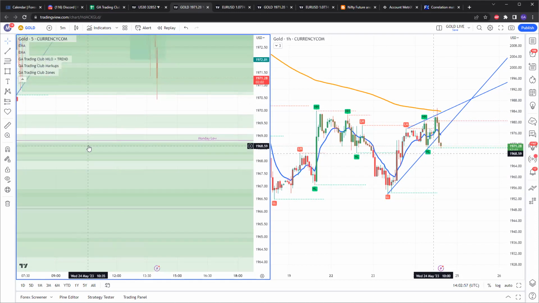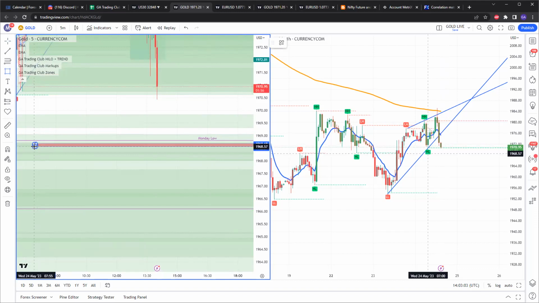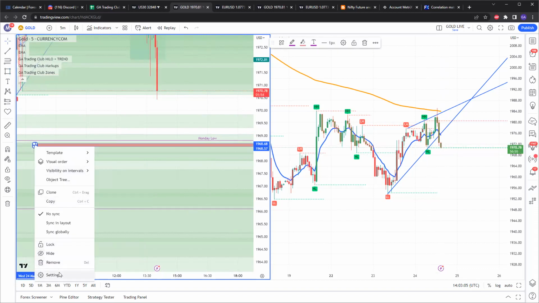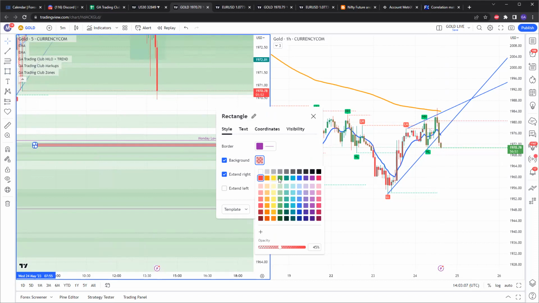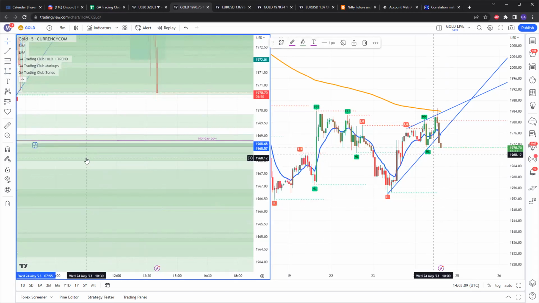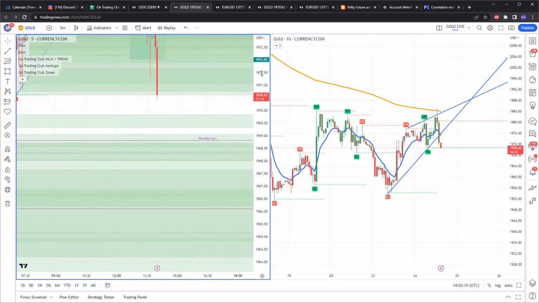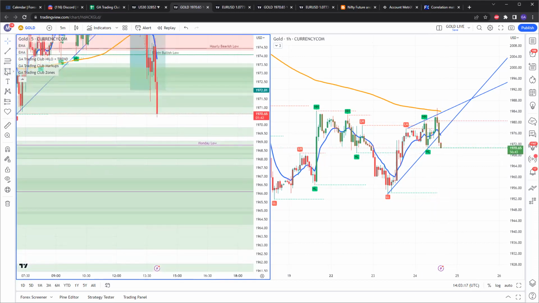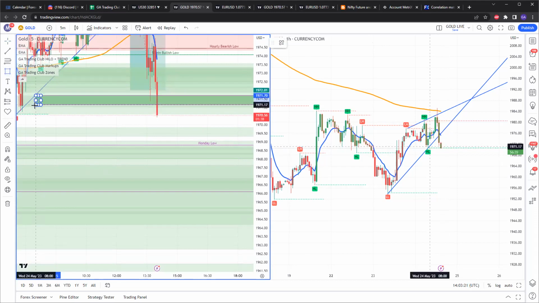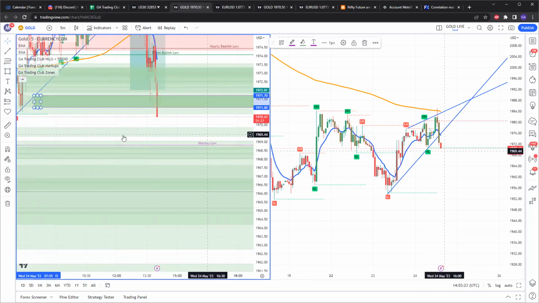You also want to avoid little zones like this, zones that are this thin. As much as it's a demand zone within a demand zone, it's pretty thin, only like 0.1 of a pip. So you want ideally a wider zone, because gold can easily break through that. You see this one right here? This is a wider zone. So this is a potential buy zone if gold comes back up.